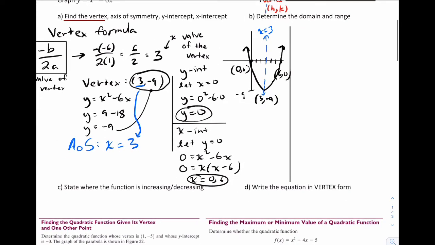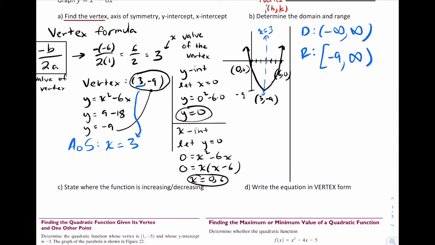Now it says determine the domain and range. So I'll just write D for domain, R for range. Remember, domain means how far it goes left and right, all possible x values. I can see it goes on forever, so I'll just write -infinity to infinity. And the range, we can see the lowest point is right here. That's -9, and it goes up forever. So I'll just write bracket -9 to infinity, parentheses.